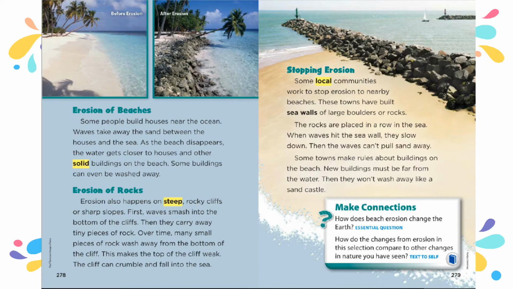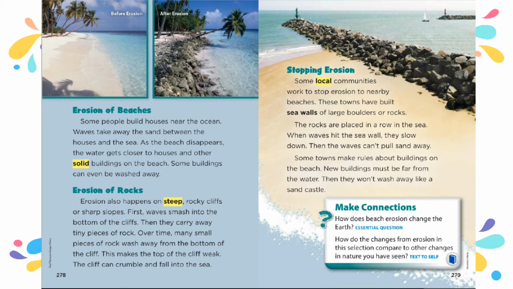Erosion of rocks. Erosion also happens on steep, rocky cliffs or sharp slopes. First, waves smash into the bottom of the cliffs. Then they carry away tiny pieces of rock. Over time, many small pieces of rock wash away from the bottom of the cliff. This makes the top of the cliff weak. The cliff can crumble and fall into the sea.